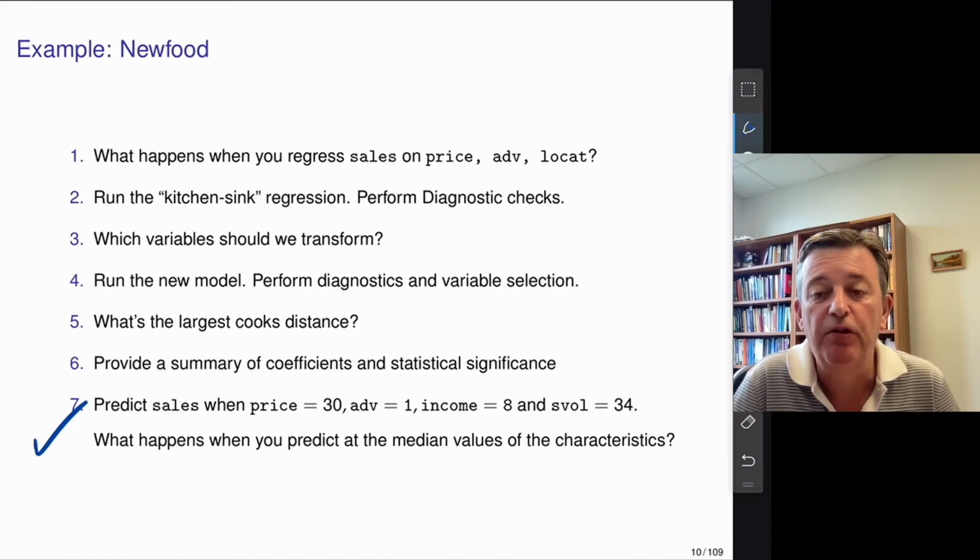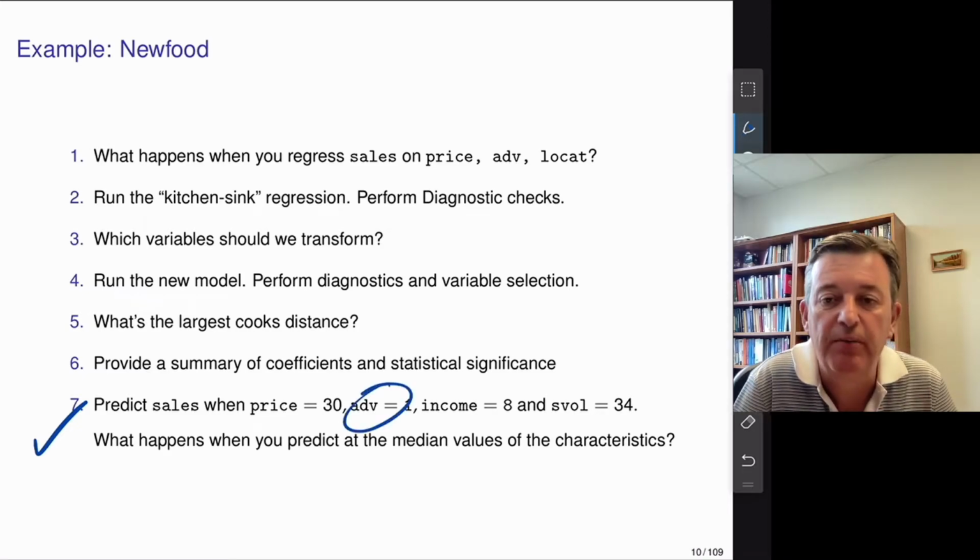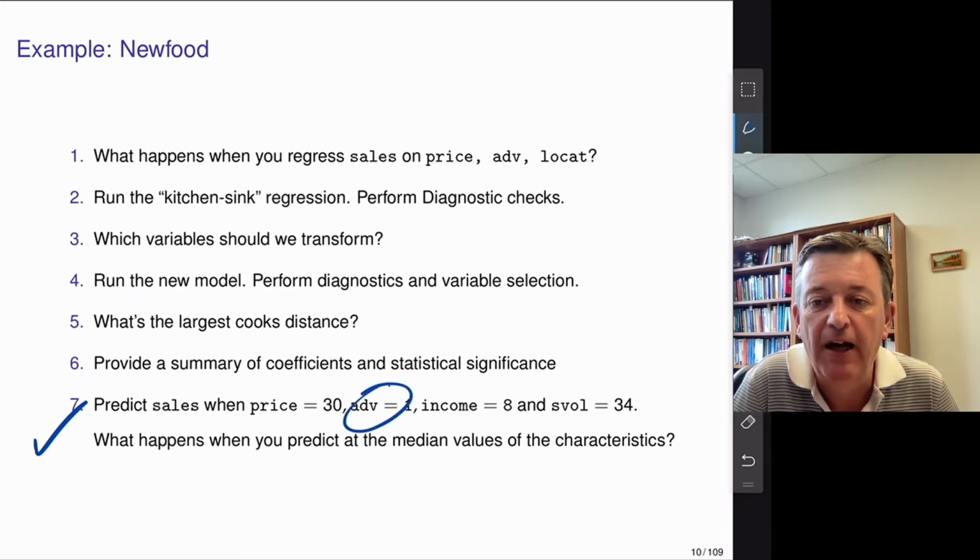Or size of the store, you can predict what sales would be. And again, you can understand the policy implications of, do you pay for the high level of advertising or not? So you can also assess the value of that.